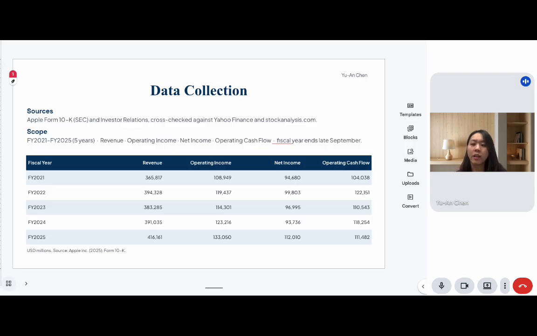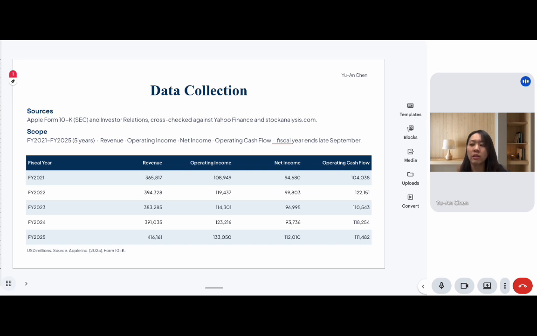Hi, I'm Yuan, and I work on the data and the forecasting method. So let me start with where our numbers came from. I collected Apple's financial data mainly from their annual report, the Form 10-K they file with the SEC, which we found on Apple's investor relations page. And to be safe, I also checked every number against Yahoo Finance and stockanalysis.com. I looked at five fiscal years, 2021 through 2025, and for each year I pulled four figures: total revenue, operating income, net income, and operating cash flow.